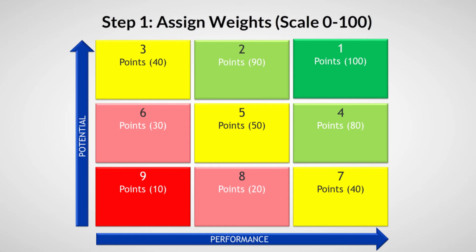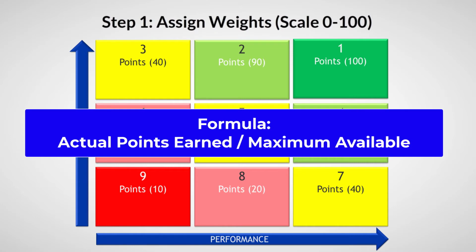And the formula is very simple. You essentially take the actual points earned by an employee. So if they're located in box 5, they would get 50 points. If they're located in box 1, they would get 100 points, and so forth. The idea is wherever the data-driven 9 box places them, you give them actual points based on the value of points assigned to that box, and then you divide it by the maximum points available. So the maximum points available is always going to be 100, or box 1.